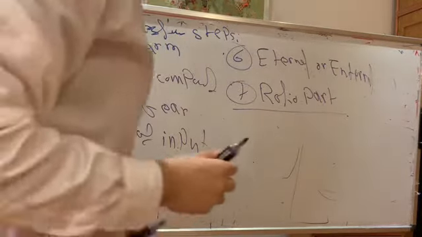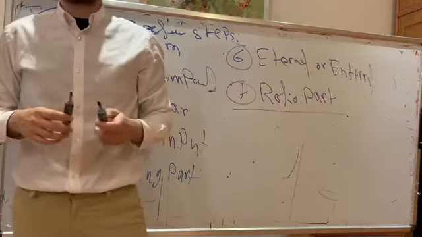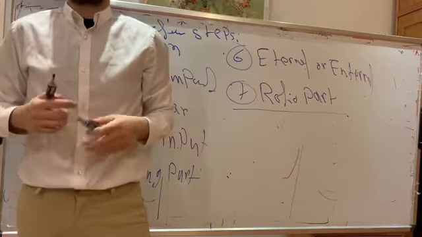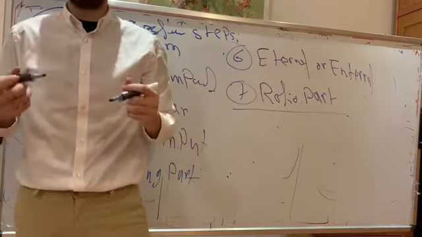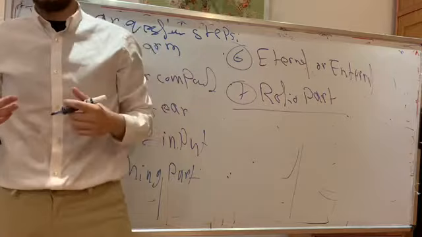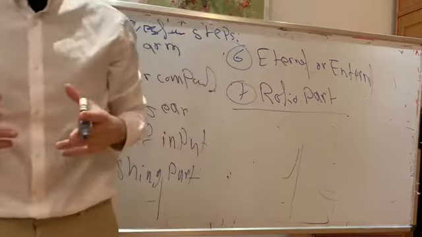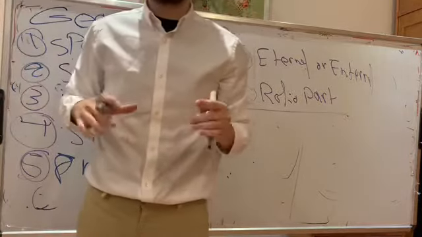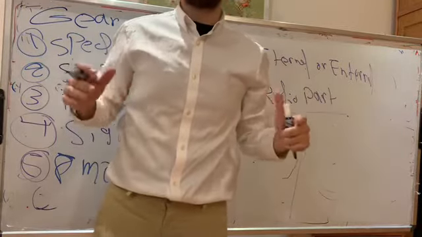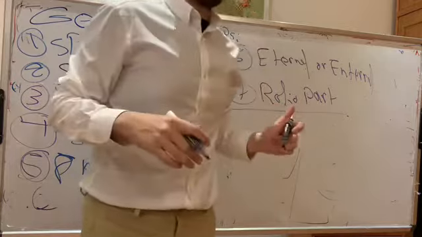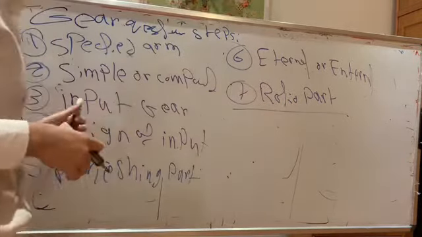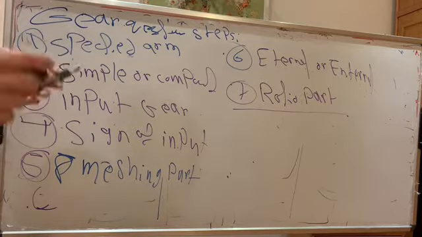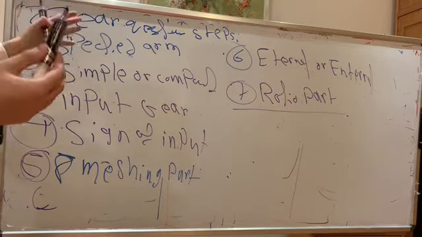Okay guys, when we move on, if we face any problem regarding the gear train system, we're supposed to keep 6 or 7 steps in mind and follow them in any gear train system. The first thing is to specify the arm.